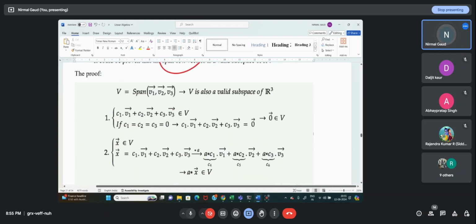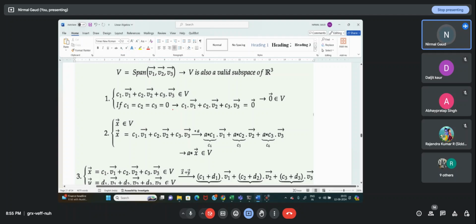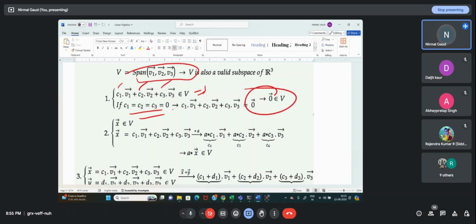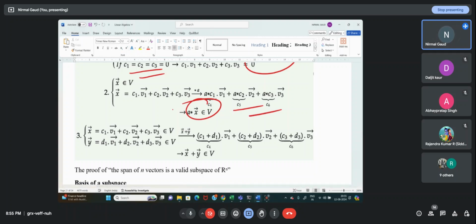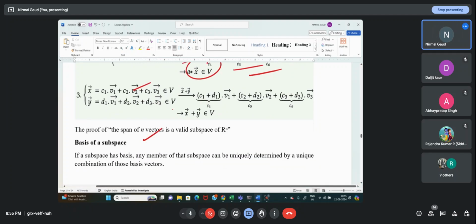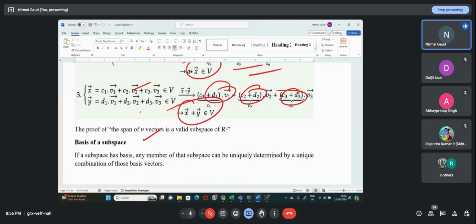And here is the maths. They are saying we have a span of vectors, and this is how we can represent it with C1, C2, C3. If the C's are zero, the answer will be the zero vector. If they have some scalar value, the answer is a times x vector. Or we can perform the addition of vectors to make a new vector, x vector plus y vector. That's it.